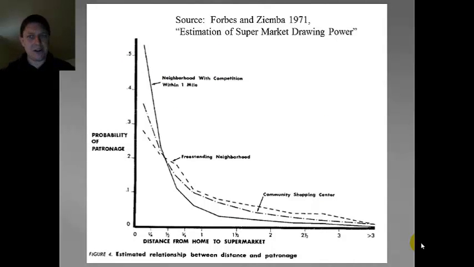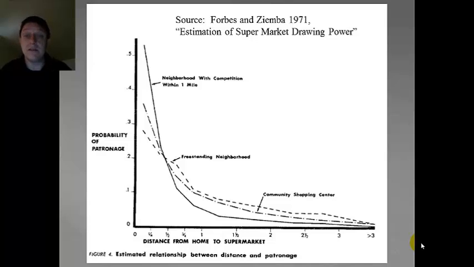1971, a study of supermarket drawing power. This is business, man. This is economics. And this is a study of the probability of patronizing a store, going to a store, buying things. Okay. We have a few lines there, right? You have lines that say, hey, there's competition within a mile. Hey, there's a freestanding neighborhood here. Or, hey, this is the community shopping center. It doesn't matter. Those are all contextual variables. The pattern is the same. The greater the distance from a person's home to the supermarket, the less likely they are to patronize that supermarket, to go to it and shop there.